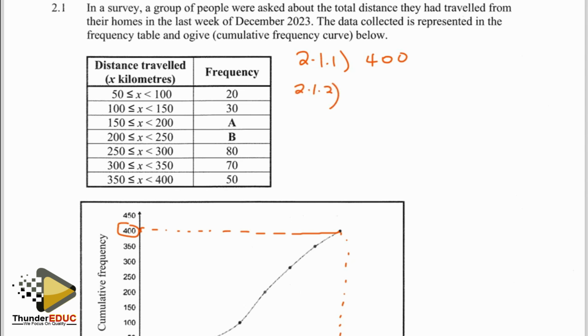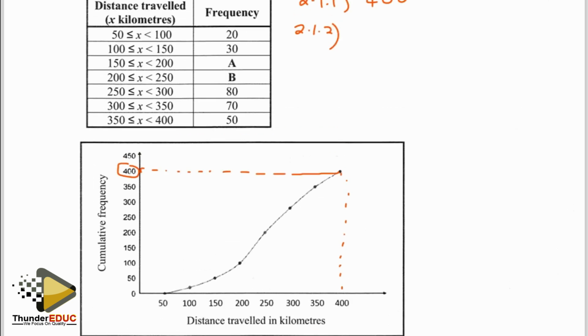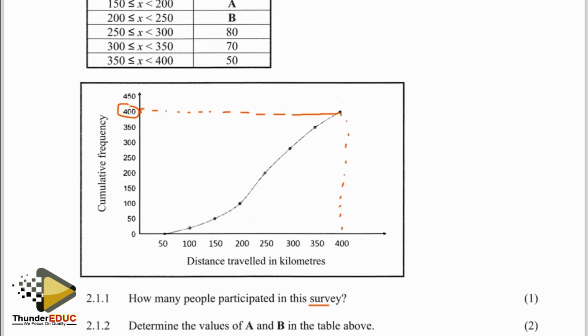Then 2.1.2. Determine the values of A and B. So A, remember when you're plotting a cumulative, we use the upper class intervals. So 100 goes with a 20, which is there, and then 150 will go with a 30, which is somewhere there, so that when you add 20 plus 30, you get 50. So that's why we have this 50 there.